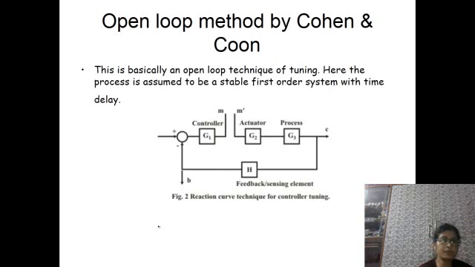This is the open loop method by Cohen and Coon. This is basically an open loop technique. Open loop means manual mode of operation. See, this is the open loop system, where the manual mode of operation is considered, at steady state condition with the process control variable maintained at the steady state value.